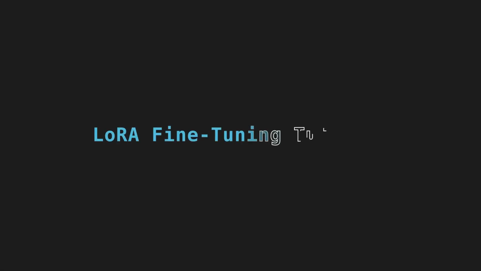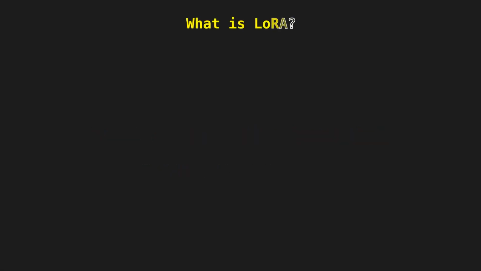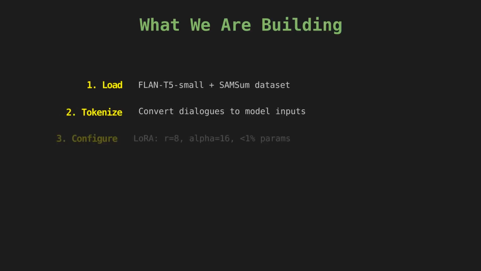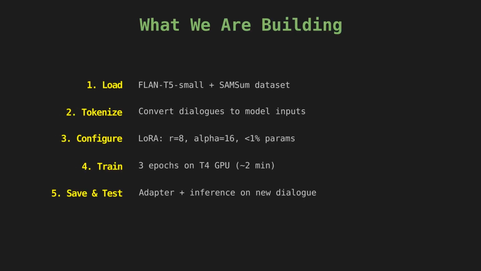Now let us see LoRA in action. We will fine-tune FLAN-T5 Small, a 77 million parameter model from Google, using LoRA. We load the SAMSum dialog dataset, configure LoRA with less than 1% trainable parameters, train for 3 epochs on a T4 GPU, save the adapter, and test it on a new conversation. This is the complete workflow, from dataset to trained adapter, in under 5 minutes.